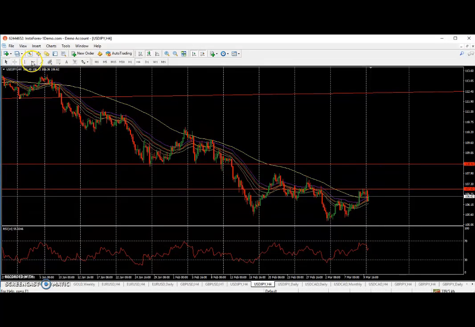But again, let us not lose sight of this resistance level. There's a resistance zone between 107.09 and 108.41.